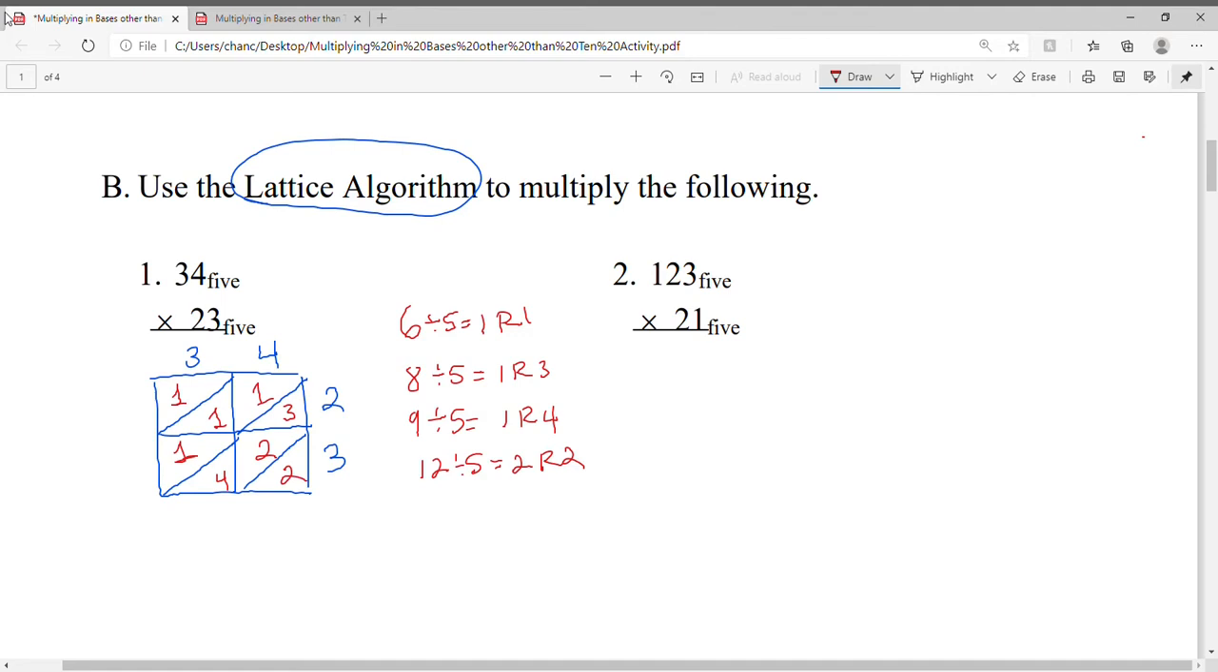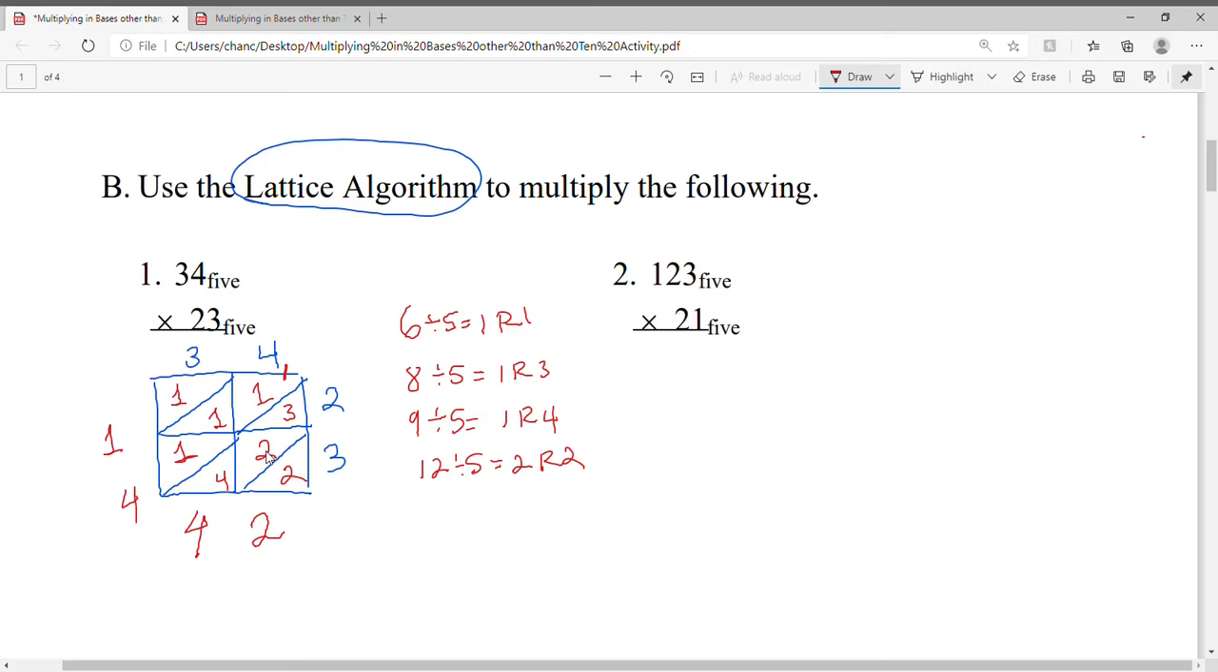Now to get our answer, we're going to add our diagonals. Here we'll start with this first number here. We'll bring down the 2. We're adding our diagonals. So that's a 2. Then we'll add 3 plus 2 plus 4. 3 plus 2 plus 4, that's 9. 9 is 1, remainder 4. So I'm going to put a 4 here, and then I'll carry that additional 1 to this other diagonal here. 1 plus 1 plus 1 plus 1, that's 4. And then in the end, we bring down that 1.